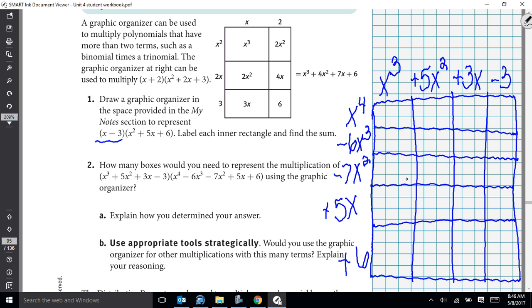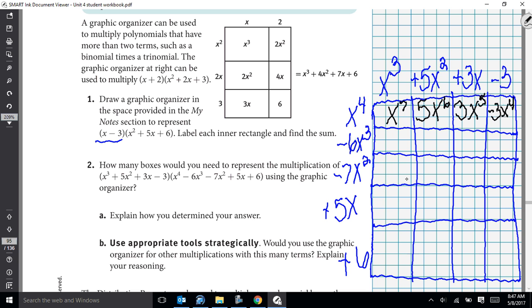So now for this first box, x to the fourth times x to the third. X to the seventh. And then this box, we have x to the fourth times 5x squared. And in this box, we have x to the fourth times 3x. And then this last box here, we have x to the fourth times negative 3. All right, so far so good.